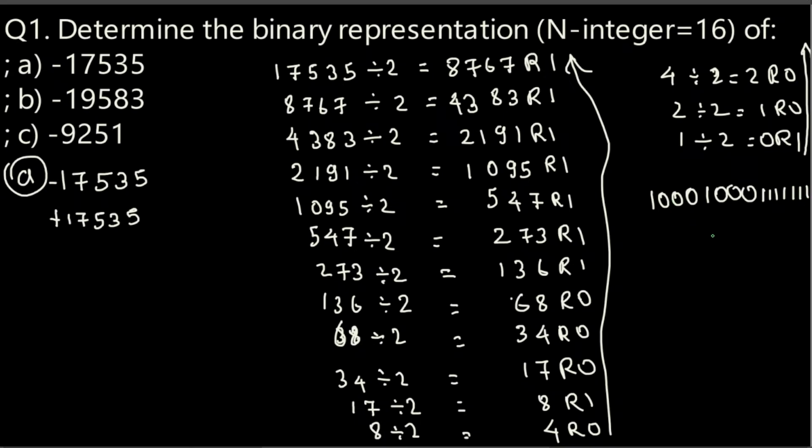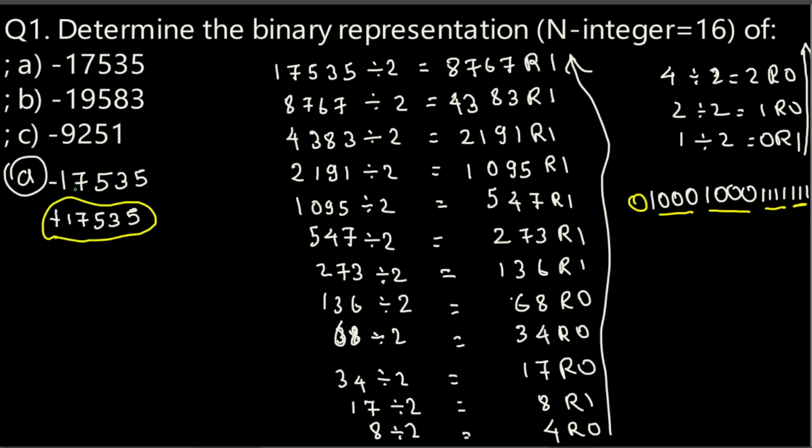The answer should be in 16 bits. Let's see how many we have. We have 4 bits right here and another 4 bits, that's 8 bits. 8 plus 4 is 12, and 12 plus 3 is 15. So we have to add one more bit to make it 16, so I put a 0 in front. Now this is a 16-bit number, but it is positive. We did it for the positive 17,535.